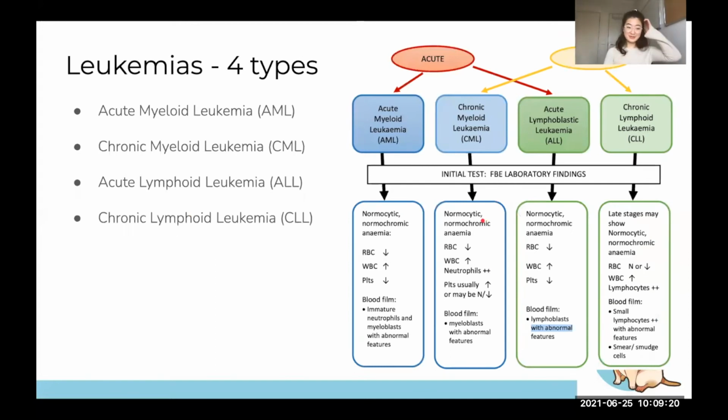So in terms of leukemias, there's four main ones that you need to know. So we've got the myeloid and lymphoid leukemias. Your myeloid, you've got your acute and your chronic. For your lymphoid, you've got your acute and chronic. This image over here is just taken from faculty.